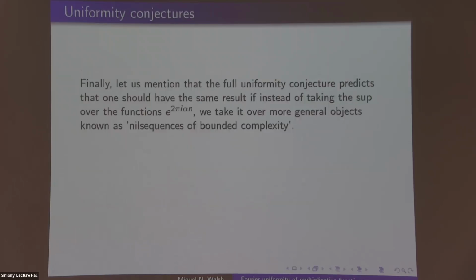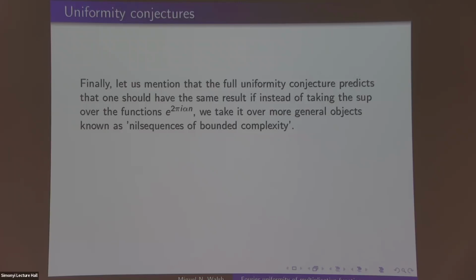So we have what we could call the full uniformity conjecture, which predicts that you have the same result that I stated before, both for the Liouville function and for non-pretentious multiplicative functions, if instead of taking the suprema over all the exponentials, we take it over more general objects that are known as nilsequences of bounded complexity. So I will not give a precise definition, but let me remind you verbally of what these things are.